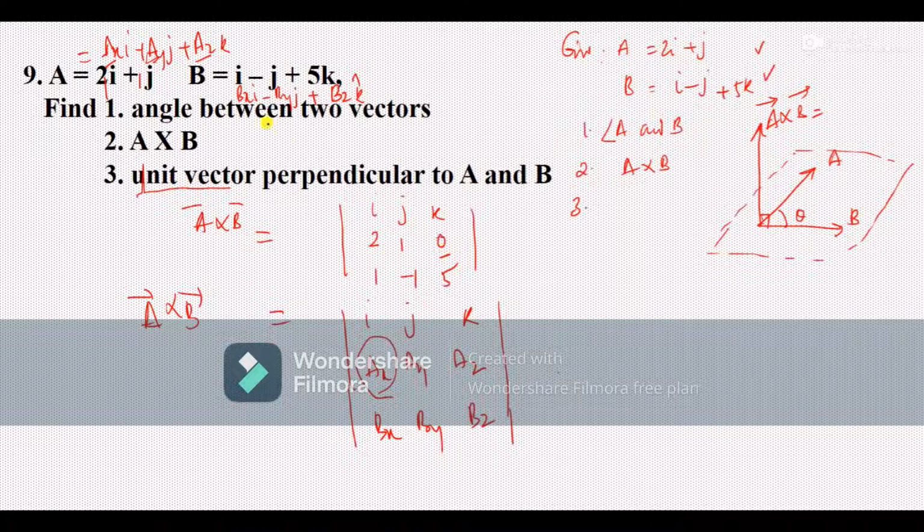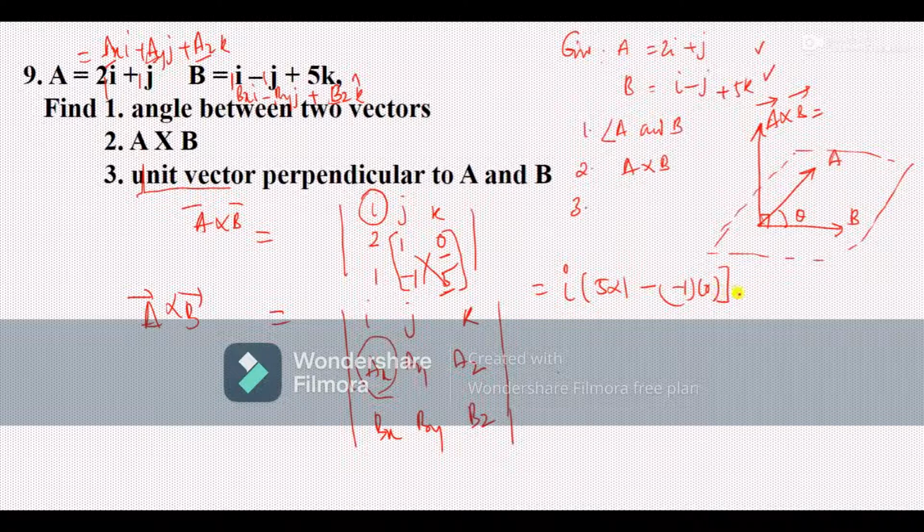So ax is equal to 2, ay is equal to 1 and az is equal to 0. Similarly bx is equal to 1, by is equal to minus 1 and bz is equal to 5. So here i into, when using i, we have to use the j and k values: 1, 0, minus 1, 5, to solve. This is the format to solve the determinant. Minus j, it is not plus j, minus j into 2 into 5, 1 into 0.